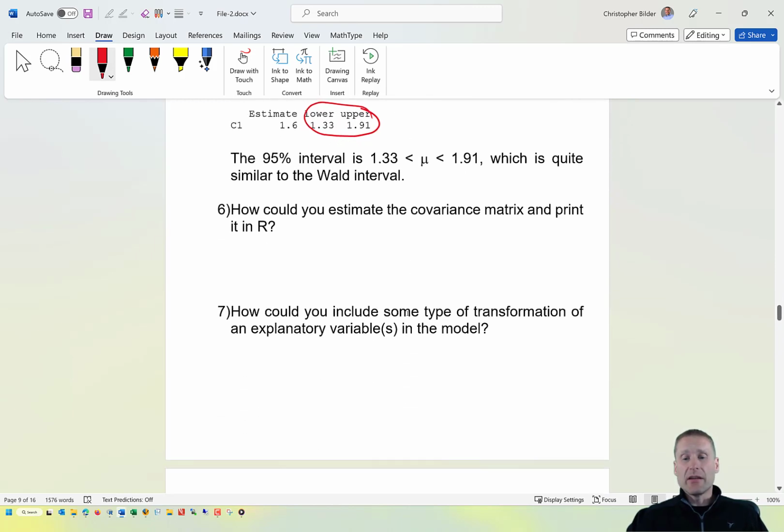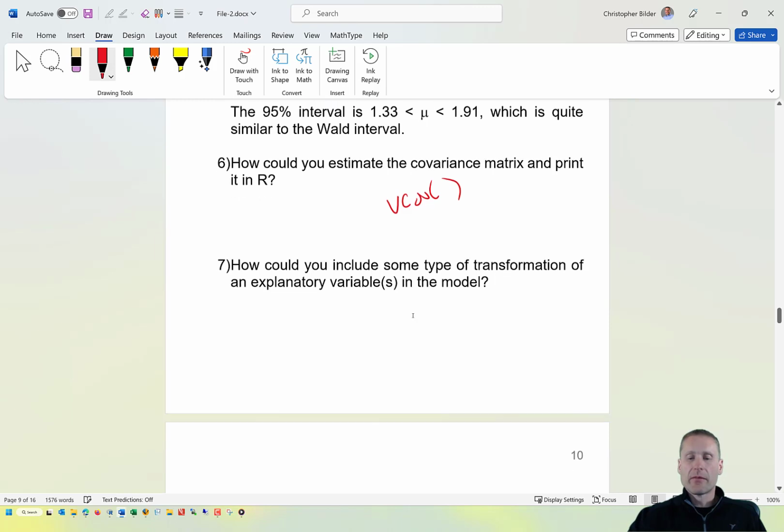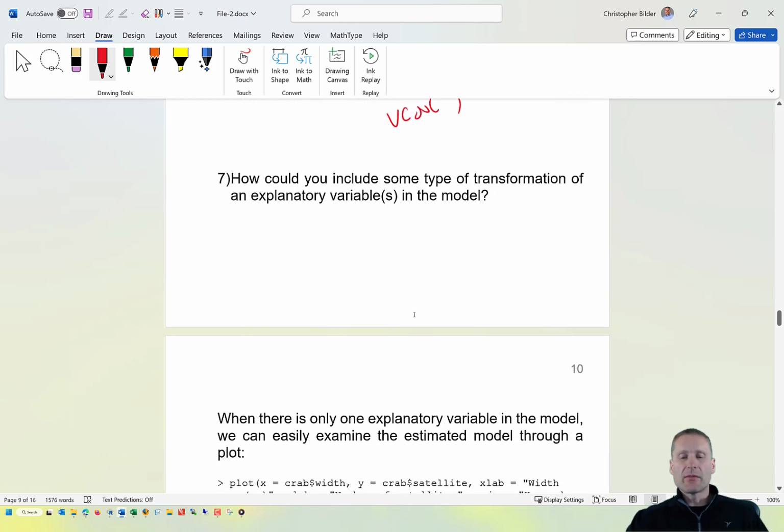How would you estimate the covariance matrix and print it out in R? Well, the same way as what we've done before. Use vcov. How would you include some type of transformation of explanatory variables, such as interaction terms or quadratic terms? Exactly the same as what we've done with logistic regression.